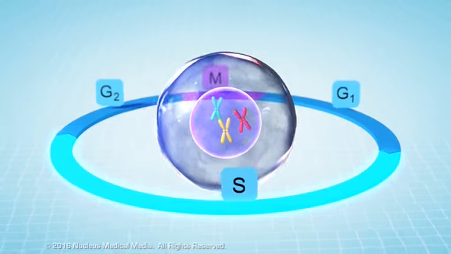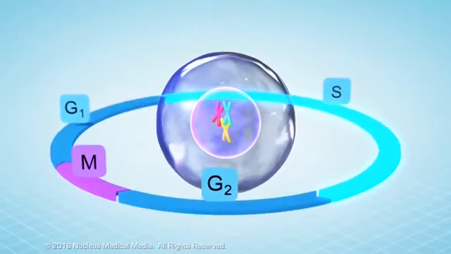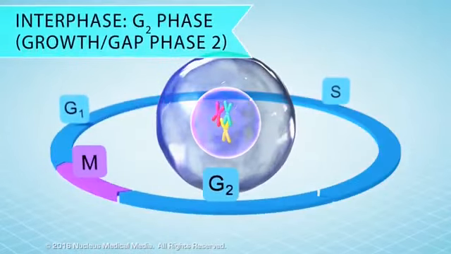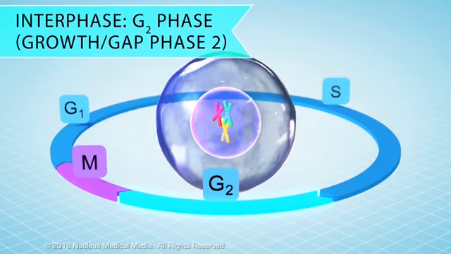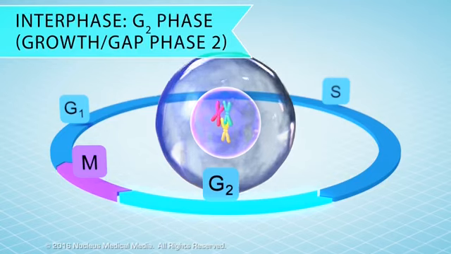Once DNA replication is complete, the cell enters the shortest and last part of interphase called G2, also known as growth 2 or gap phase 2. Right now, it's enough to know that further preparations for cell division take place in the G2 phase.